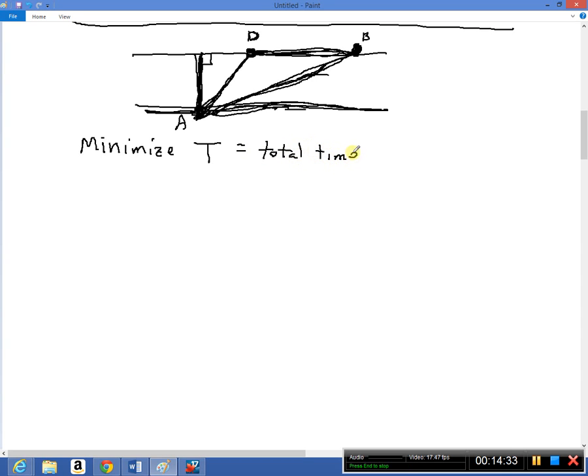And that's maybe the hardest part of the problem right there, because you have to figure out how much time it's going to take him to get from A to B, depending on how he goes. So he's going to take some time rowing, and he's going to take some time running. So here's a way to think of the total time. The total time is the time rowing plus the time running.